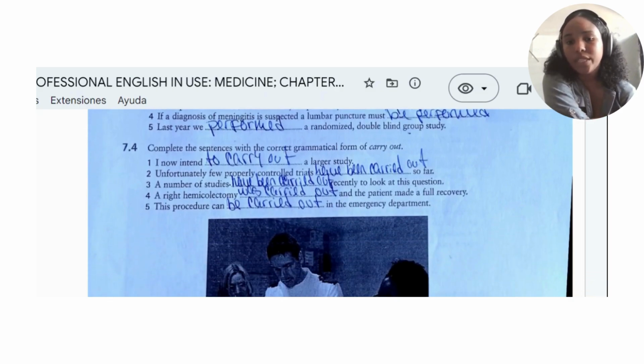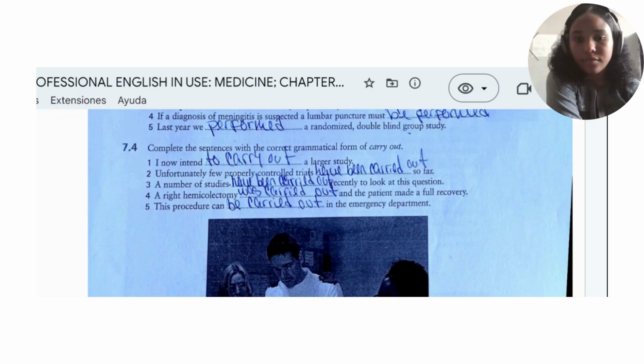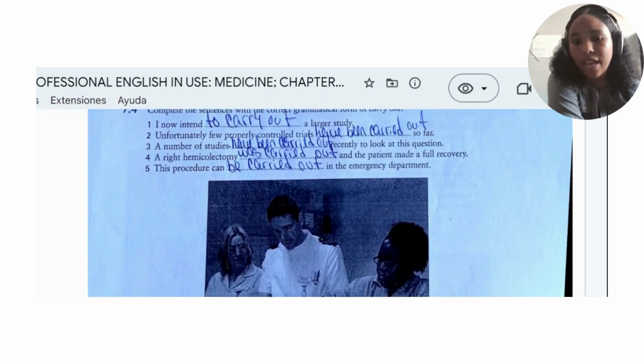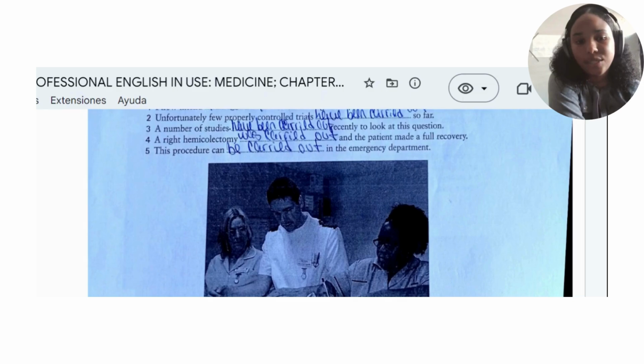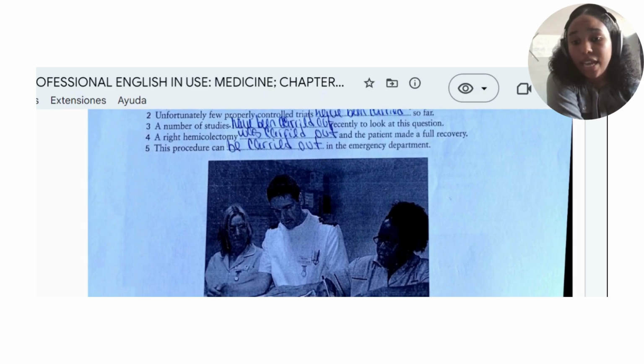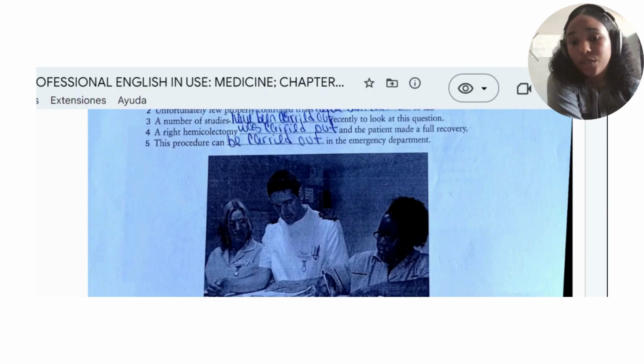Complete the sentences with the correct grammatical form of carry out. I now intend to carry out a larger study. Unfortunately, few properly controlled trials have been carried out so far. A number of studies have been carried out recently to look at this question. A right hemicolectomy was carried out and the patient made a full recovery. This procedure can be carried out in the emergency department.